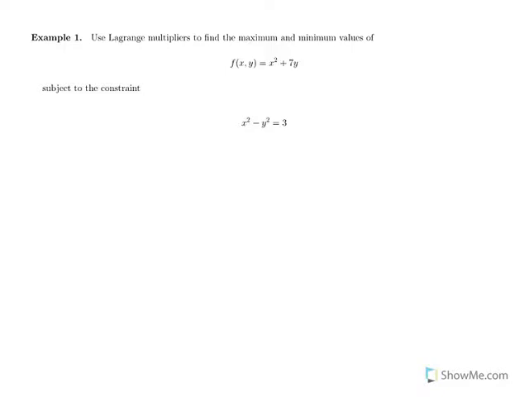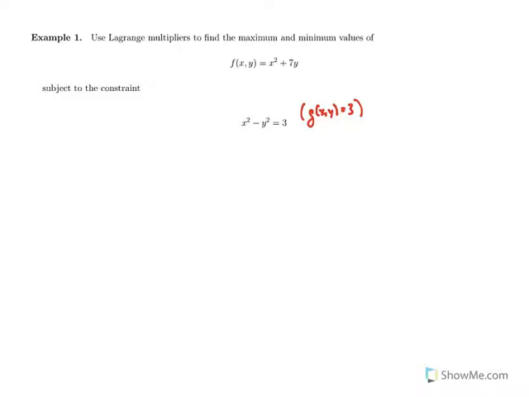With Lagrange multipliers, we want to find the maximum and minimum values of x squared plus 7y, this function of x and y, subject to the constraint x squared minus y squared equals 3. Note that this constraint could be written as g of x, y equal to 3, where g of x, y is x squared minus y squared. The process of Lagrange multipliers says that we need to find our three equations. We have three unknowns, x, y, and lambda, and then solve for those unknowns.